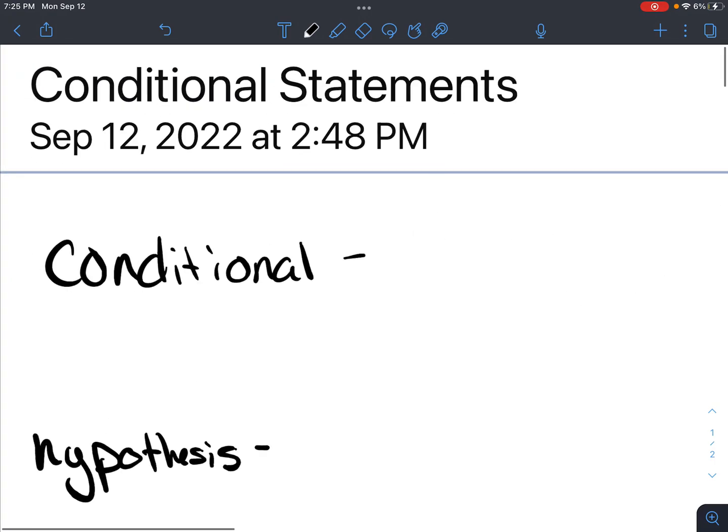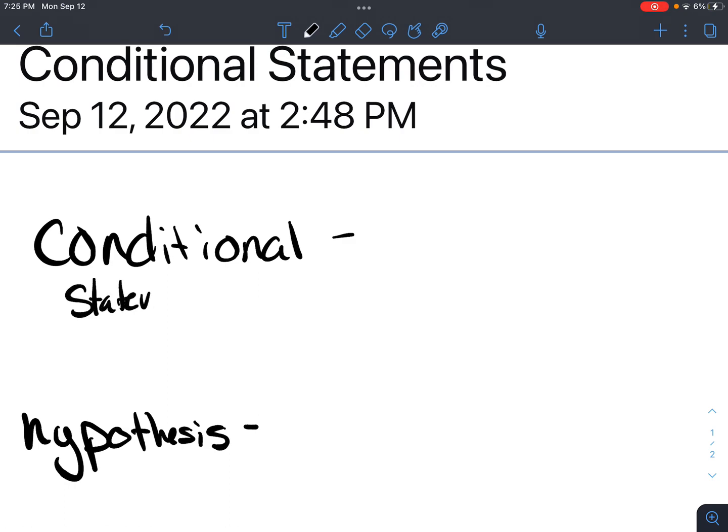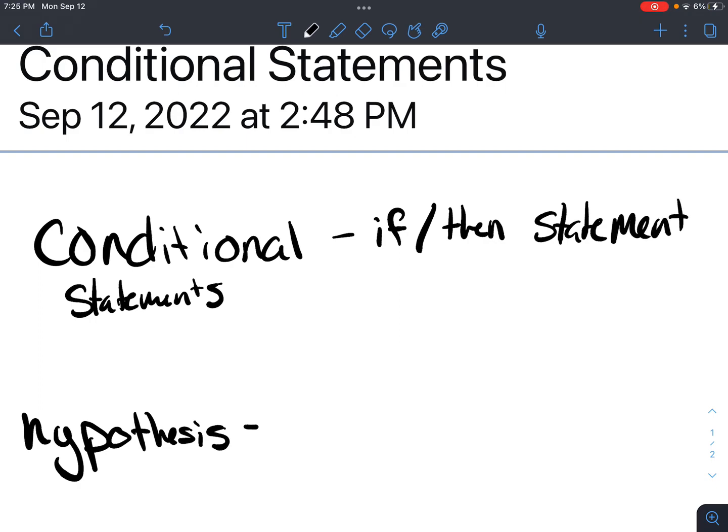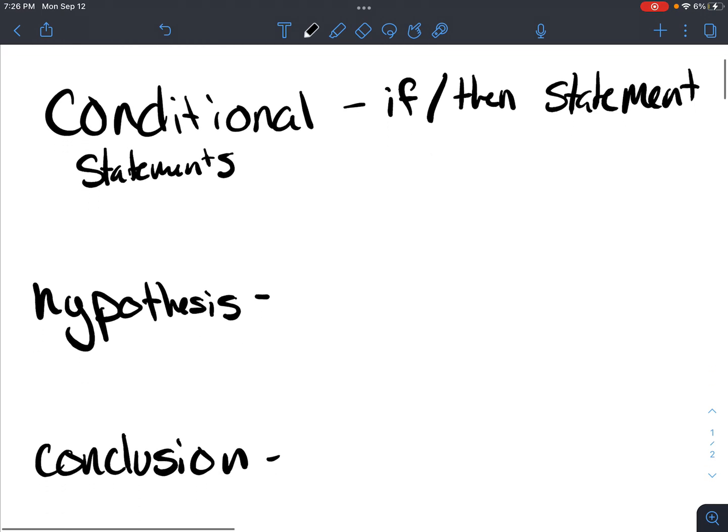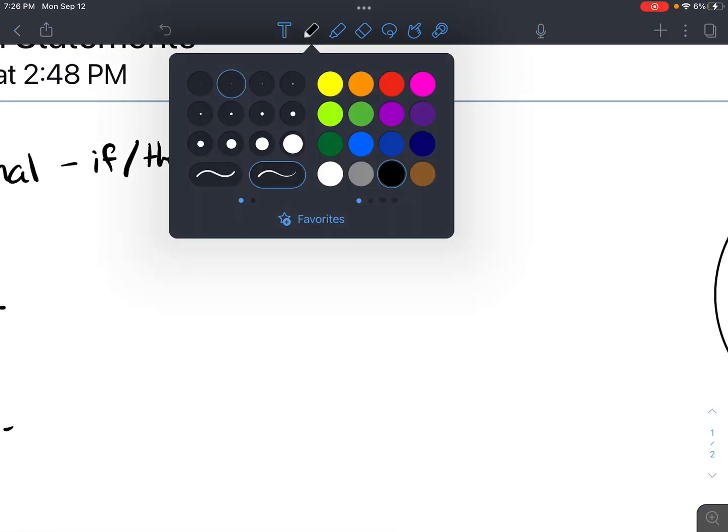So, conditional statements. All a conditional statement is, is an if then statement. So, if I am hungry, then I eat dinner. Something like that. We'll go through a couple examples today, but let's get through a few more of the notes. Then we'll talk about symbols and what it looks like on a diagram and that sort of thing. So let's go ahead and start with notes.